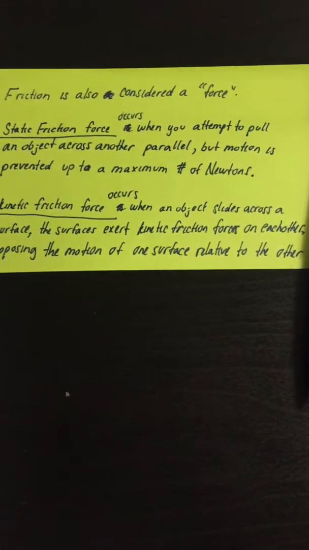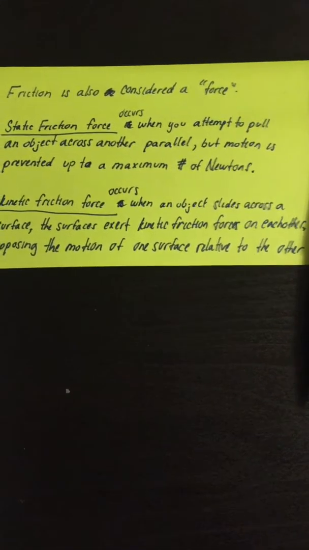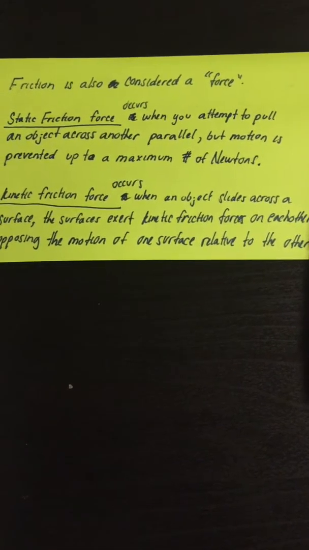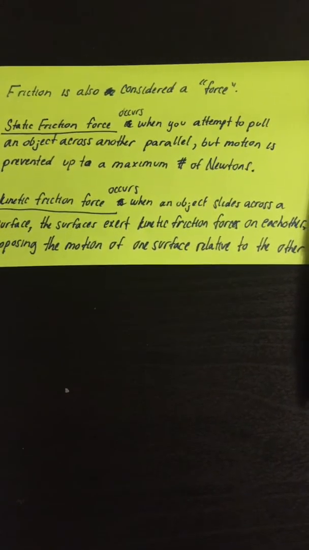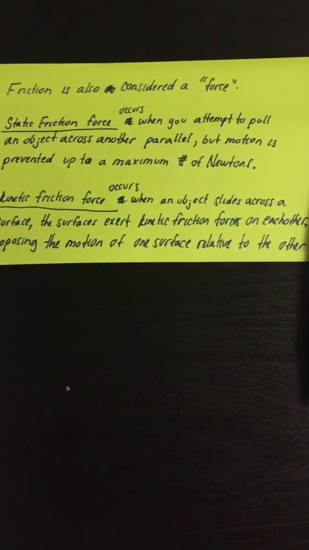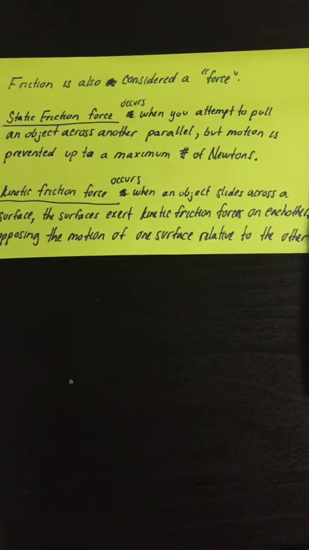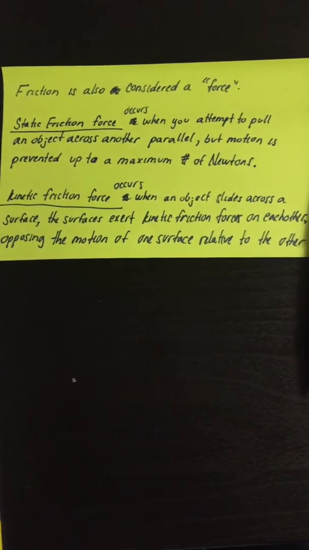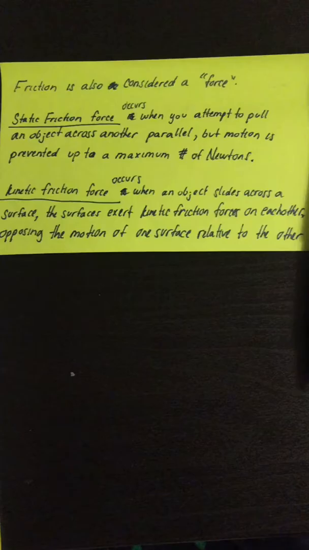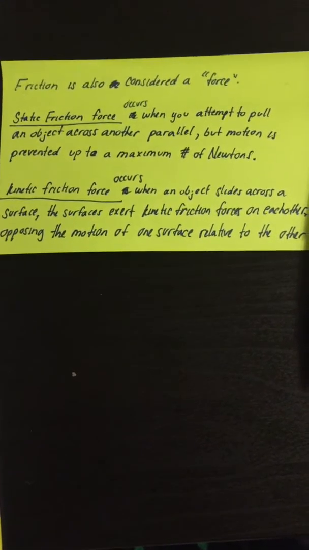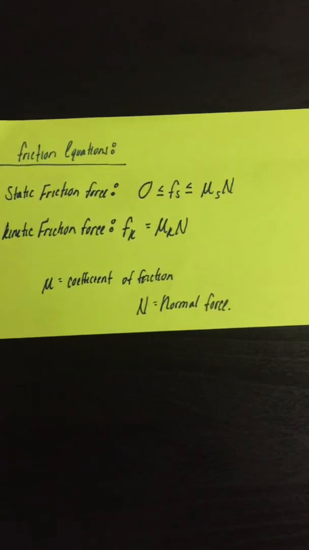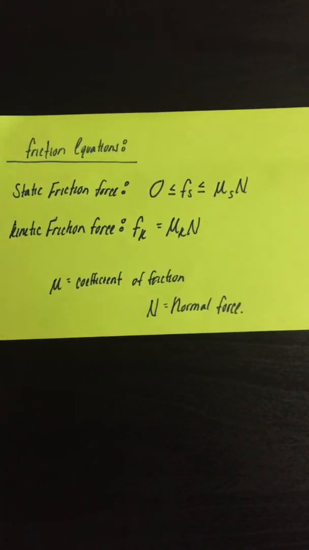Friction is also considered a force. Static friction occurs when you attempt to pull an object across another parallel plane, but motion is prevented up to a maximum number of newtons, the maximum static friction force. Kinetic friction force occurs when an object slides across a surface. The surfaces exert kinetic friction forces on each other, opposing the motion of one surface relative to the other. These are the friction equations.